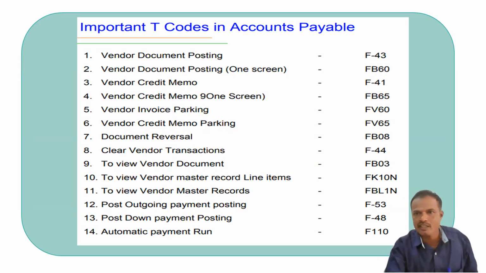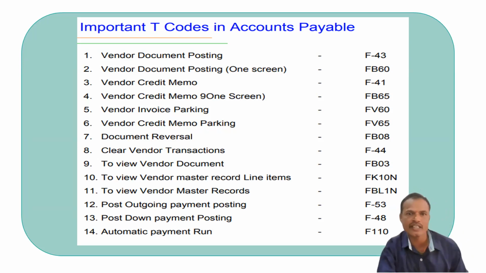To view vendor document FB03. To view vendor master record line items FK10N. To view vendor master records FBL1N. Post outgoing payment posting F-03. Post down payment posting F-48. Automatic payment run F-110.